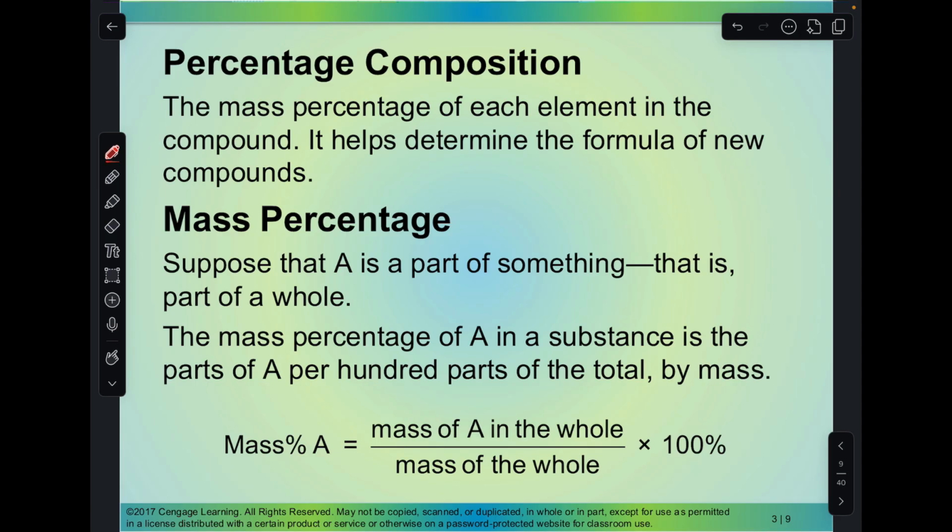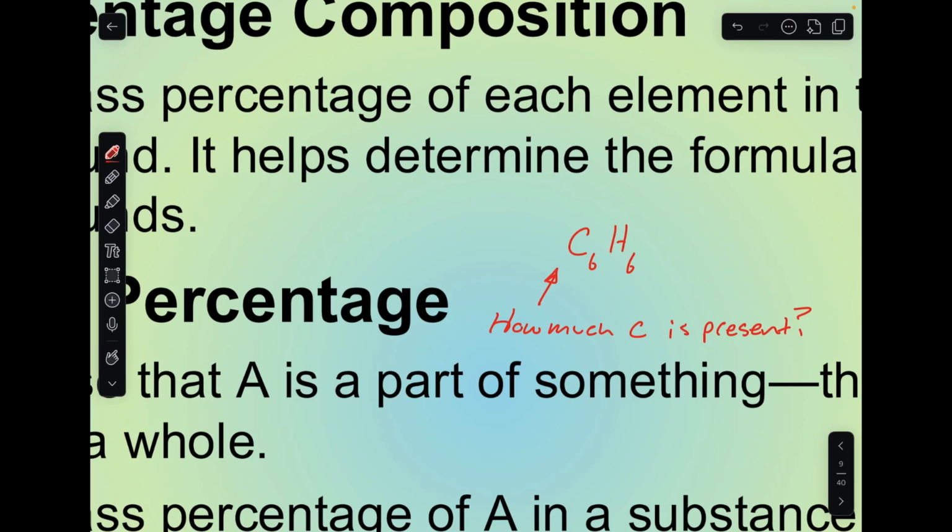Okay, so the other thing that we are going to work with is percent composition. So this is like saying if I have carbon, let's say I have benzene. I like using this as an example. It's a pretty useful one. And I wanted to know how much carbon is present. Then this is how I would calculate that, and specifically by mass.